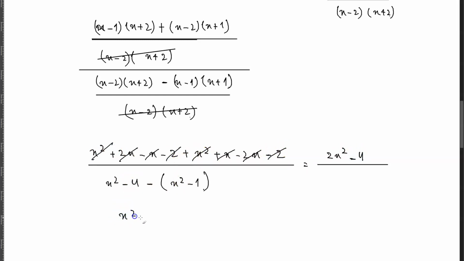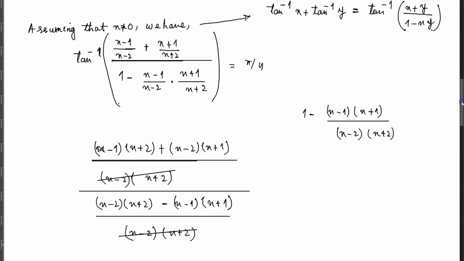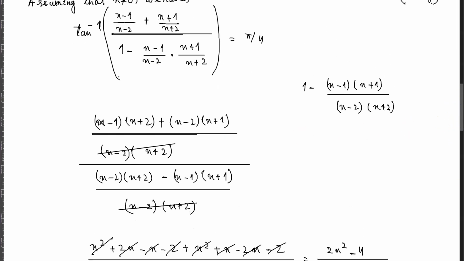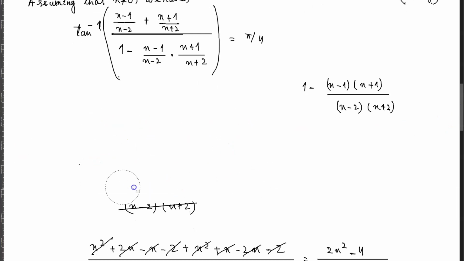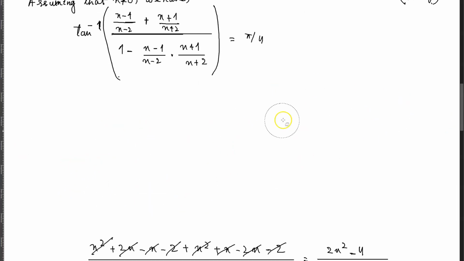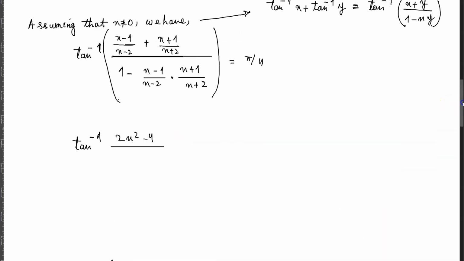And then I have x squared minus 4 minus x squared plus 1, and these two will be cancelled out. And then negative 4 plus 1 is equal to negative 3. Right? So that's 2x squared minus 4 over negative 3. So I can write this as the tan inverse of 2x squared minus 4 over negative 3, and that is equal to pi by 4.